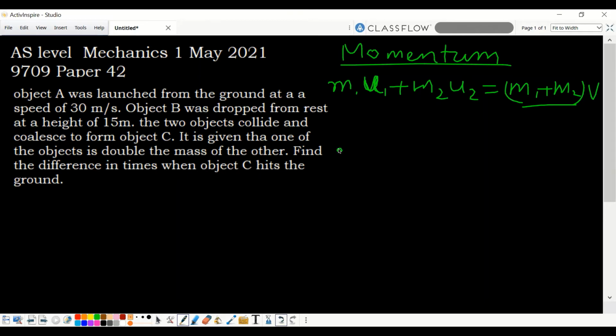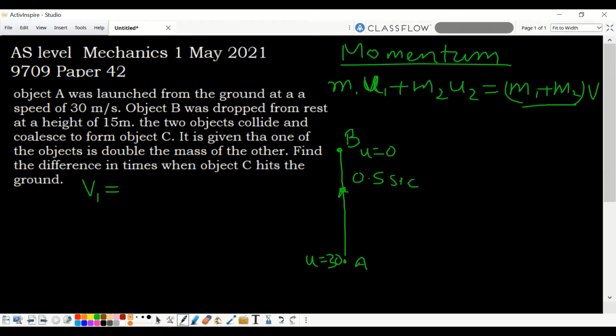So we know that B was dropped and A was projected upwards, right? Here the u was 30 and here u was 0. They met after 0.5 seconds, right? So we can find what was their velocity just before colliding. So let's call it v1, not u1 right now, it will become u1 later.